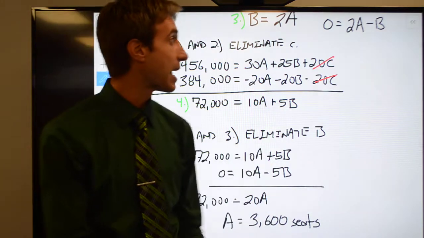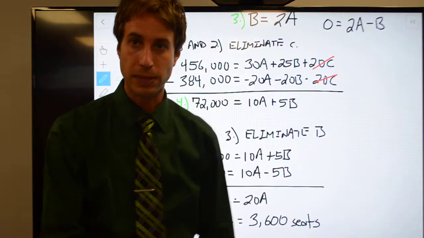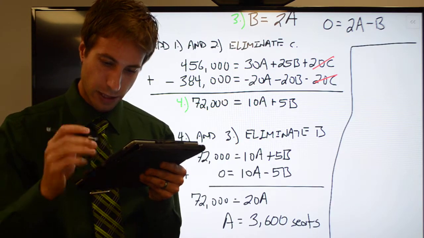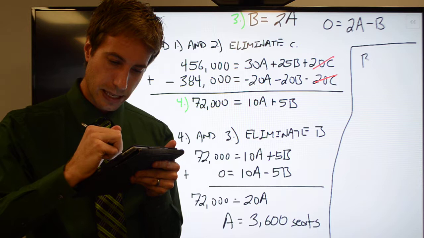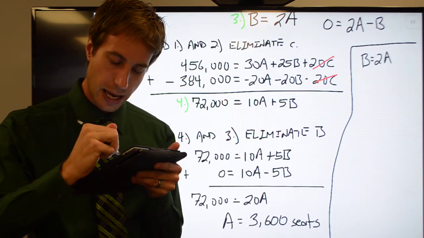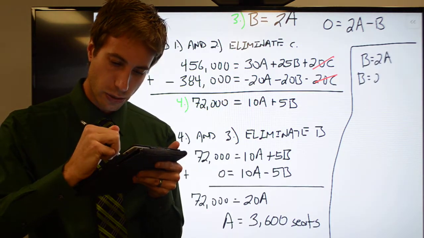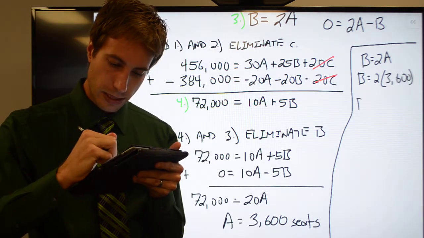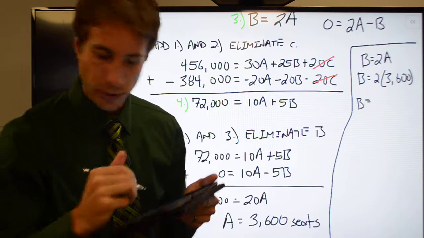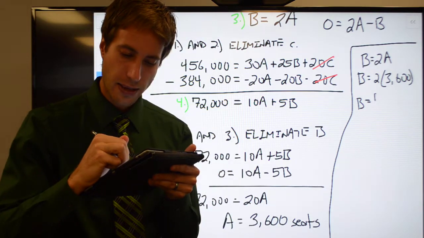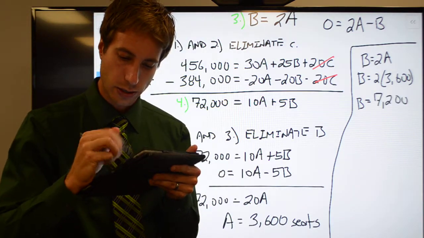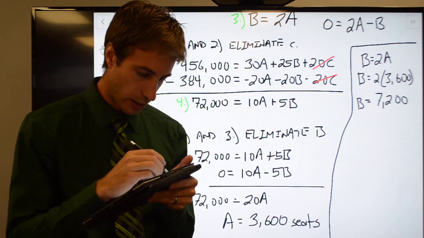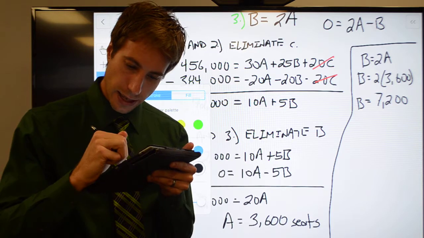Well, how do you figure out then how many seats are in section B? Easy peasy, plug it in. Let me find a spot over here for a little side work. B is equal to 2 times A, which means B is equal to 2 times 3,600, which means that B is equal to 7,200 seats. Sorry, my 7 got a little weird. There we go. That is seats.